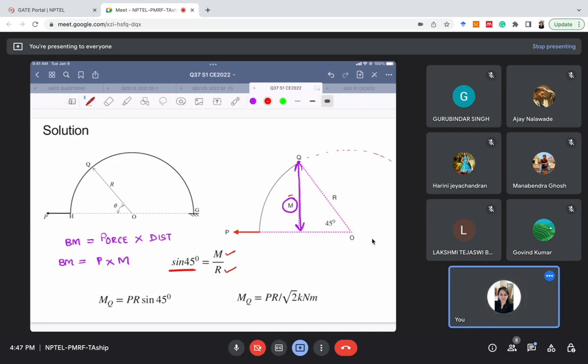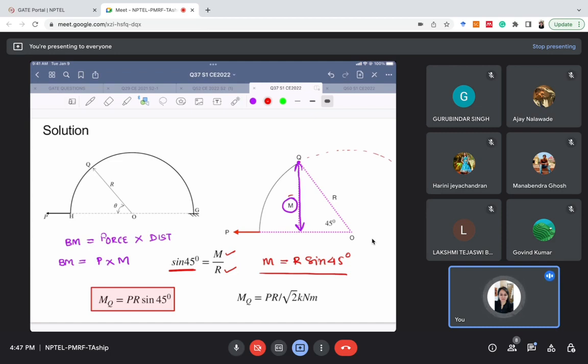M will be R sine 45 degree, right? The value of M we have calculated as R sine 45 degree. So what will be the value of bending moment? It will be P into M, that is P into R sine 45 degree. So we have got our answer, PR sine 45 degree.